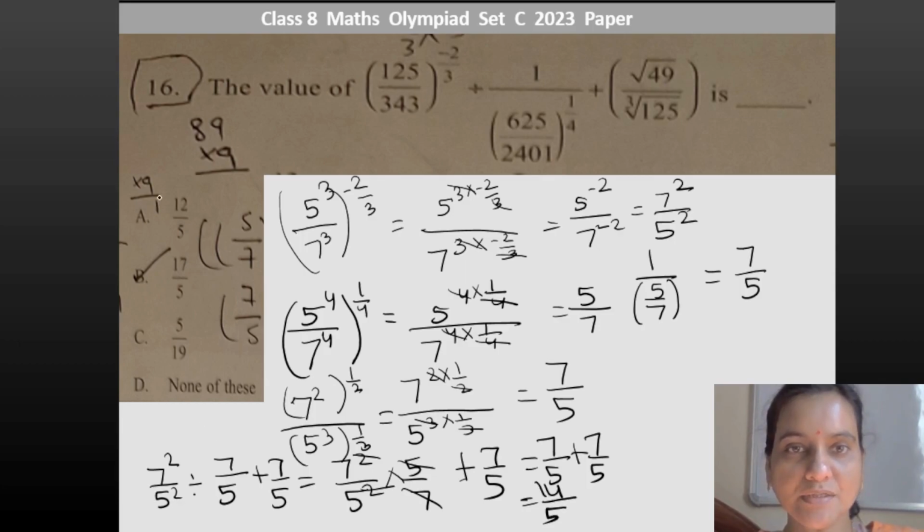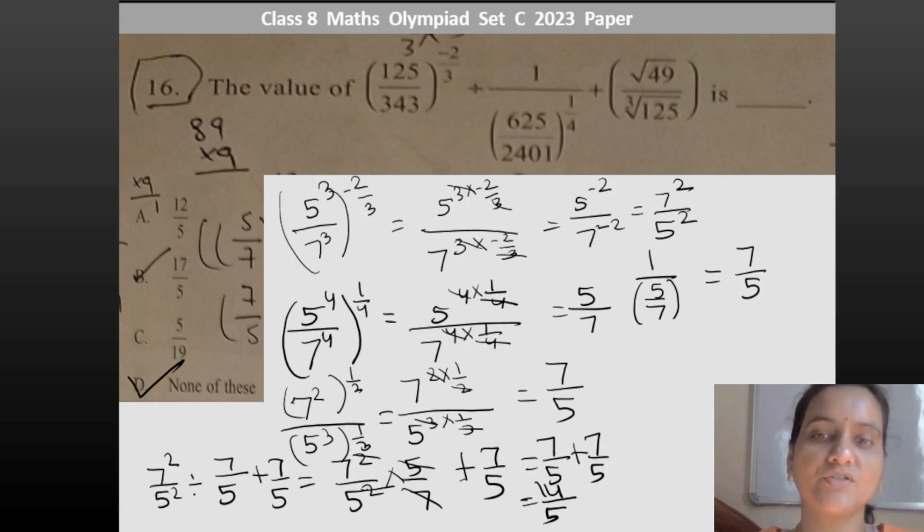Now let's look at the options. There is no 14 by 5. 12 by 5 is there. 17 by 5 is there. 5 by 19 is there. But I think D, none of these, is the correct answer for this particular question.